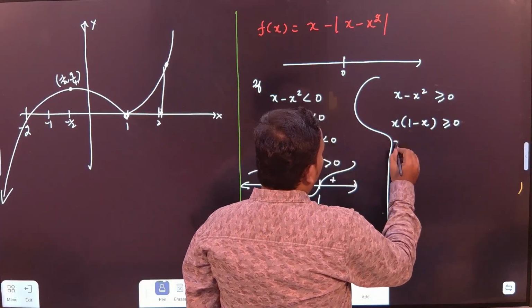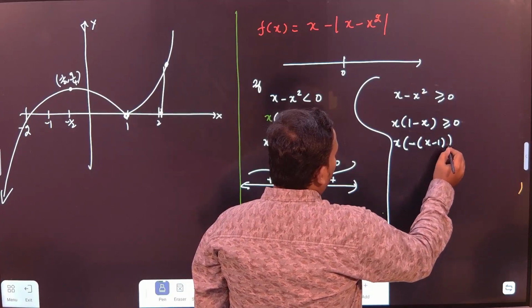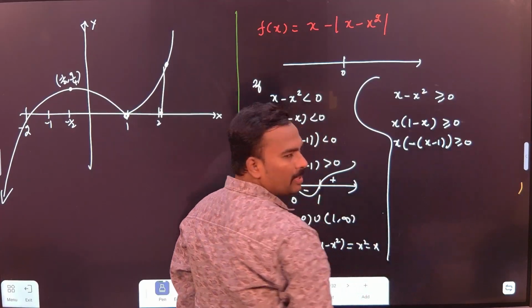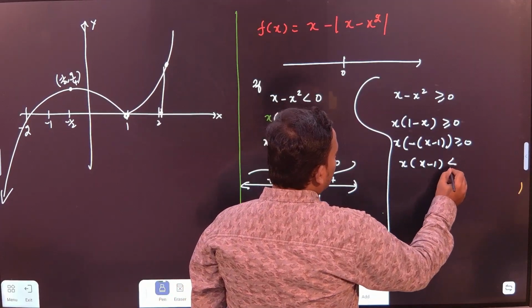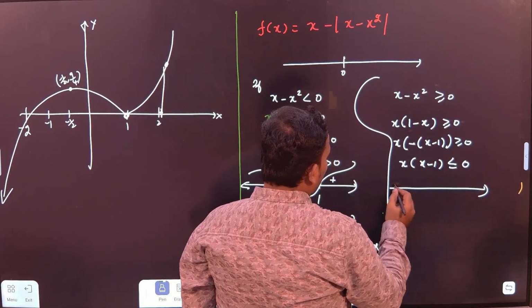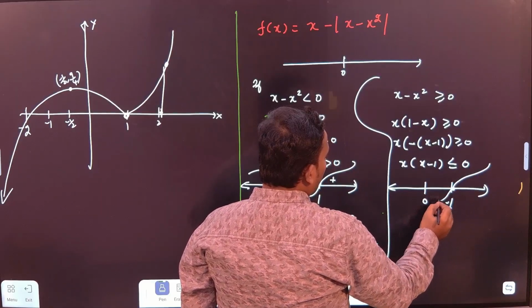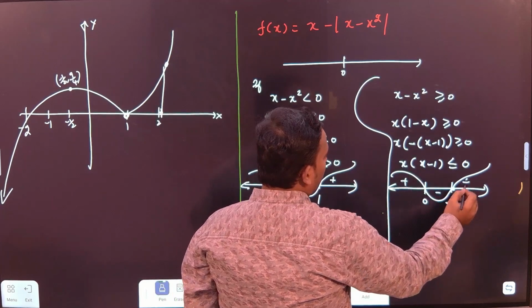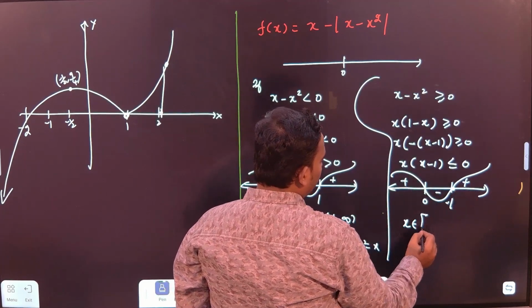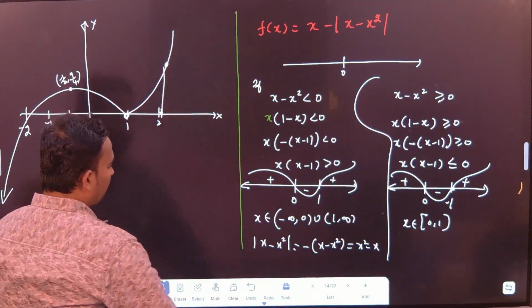If I take minus common, we get x minus 1 is greater than 0. Multiply by minus 1, we get x into x minus 1 is less than 0. Now draw the number line, 0 and 1. Start with positive; 1 is an odd power, change the sign; 0 is an odd power, change the sign: minus and plus. Therefore x belongs to 0 to 1. Okay, now you redefine the functions.